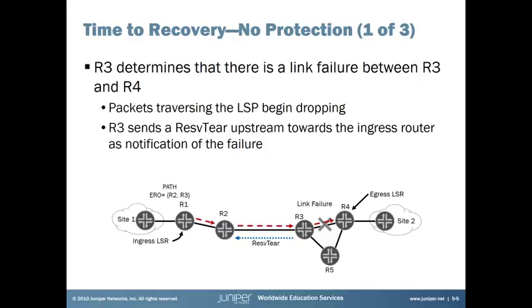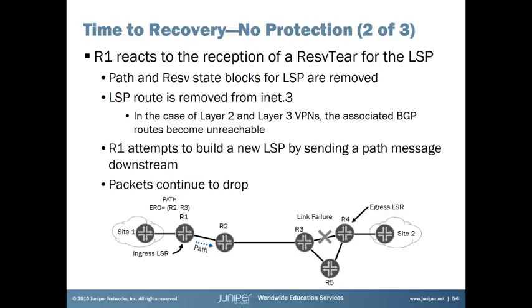So R3 sends a reservation tear message upstream towards the ingress router, as a notification of failure. That message then heads upstream. R1 gets the message and reacts to the reservation tear message for the LSP, and the path and reservation state blocks for the LSP are removed. So all of the mechanisms to reserve that LSP are removed from those routers. RSVP achieves that particular functionality. So then RSVP goes and tears those down.